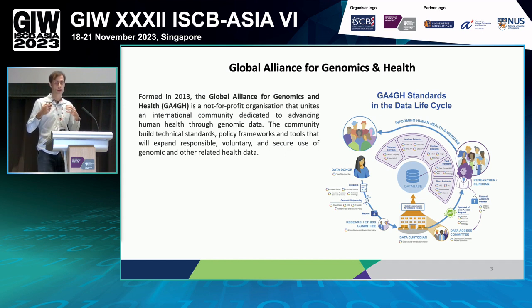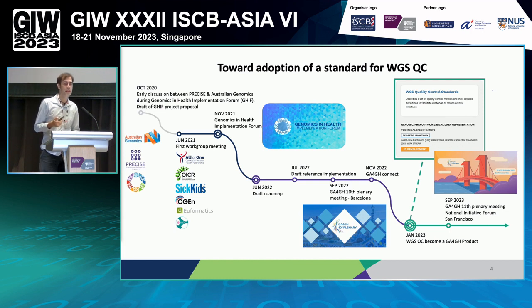We went to engage with this group to say, okay, we have a problem: how could the international community set a standard for whole genome sequencing quality control? We had our first work group meeting under the umbrella of GA4GH in June 2021, with international representation from Canada, Europe, and Asia, with us in Singapore. We drafted our roadmap in 2022 and worked on our different deliverables. I will come back to that in a few slides.